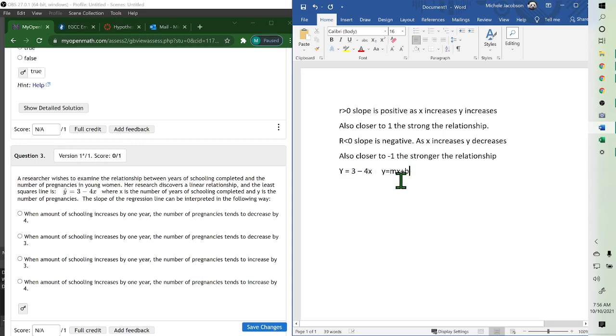Linear is y equals mx plus b. The one attached to the x is the slope. The other, b, is the y-intercept. Now in this one they say where x is the number of years of schooling and y is the number of pregnancies. The slope of the line can be interpreted. Okay, so our slope is negative 4.